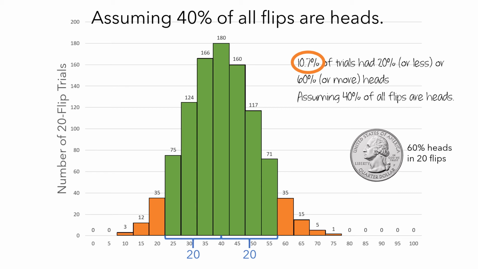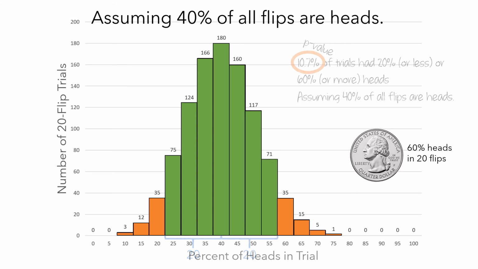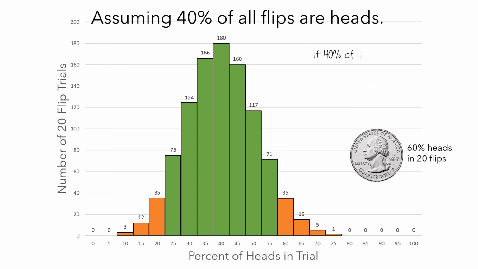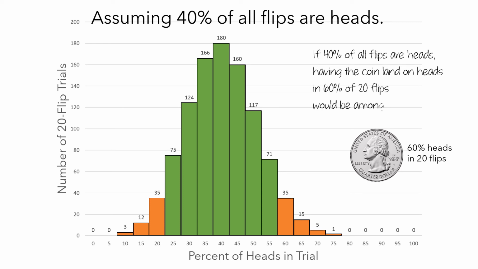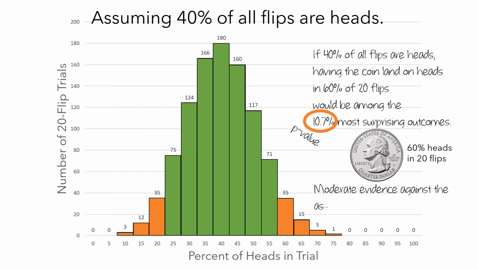This probability is called a p-value. And if our coin was one that lands on heads in 40% of all of its flips, it would be a little surprising if we flipped it 20 times and got 60% heads. Specifically, if 40% of all flips are heads, having the coin land on heads in 60% of 20 flips would be among the 10.7% most surprising outcomes. But this is exactly what we observed, that 10.7% is the probability value. Since what we observed would be relatively surprising, then this is moderate evidence against the assumption that 40% of all flips are heads.